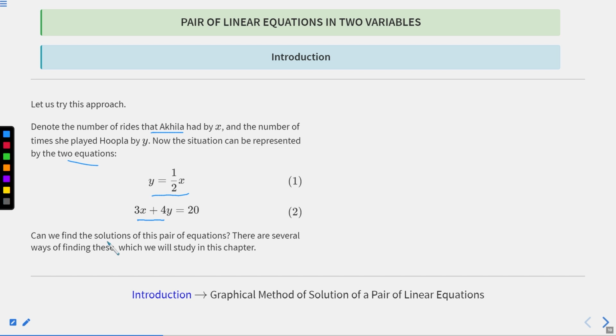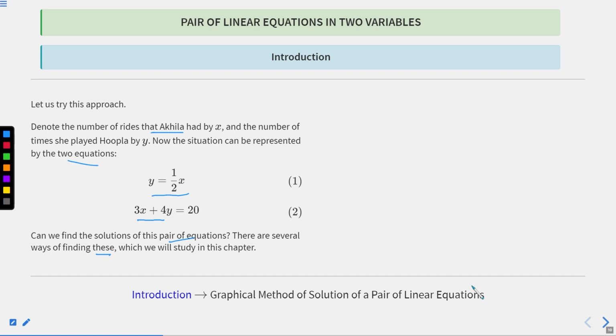So can we find the solution of this pair of linear equations? Here we get a pair of linear equations. So the question is, can we find the solution of this pair? There are several ways of finding this, which we will study in this chapter. In this chapter we will study how to find the solutions of a pair of linear equations.